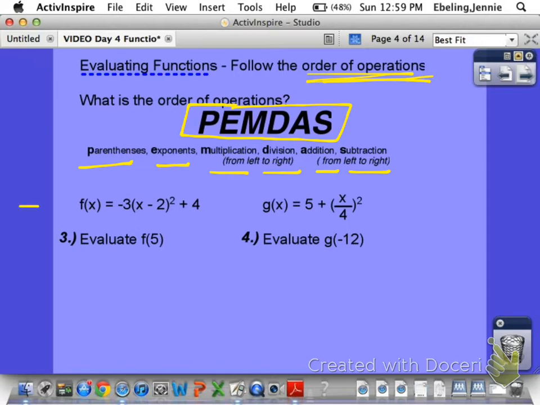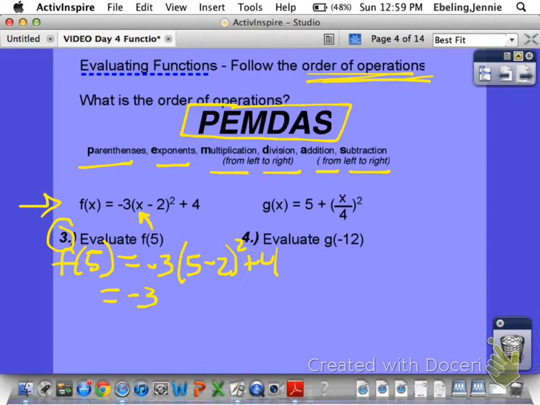So suppose I have these two functions right here, an f of x function and a g of x function. In number 3, it says evaluate f of 5. To evaluate f of 5, all I do is take this 5 and plug it in for the x. Then everything should be all numbers, and I perform my PEMDAS, my order of operations.